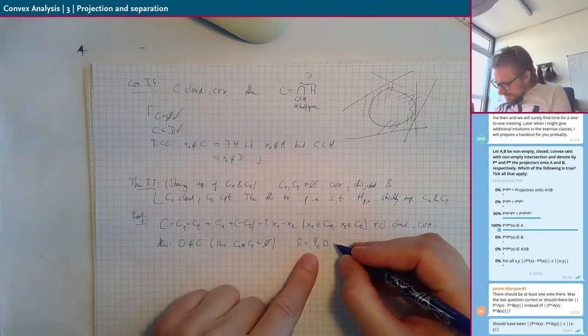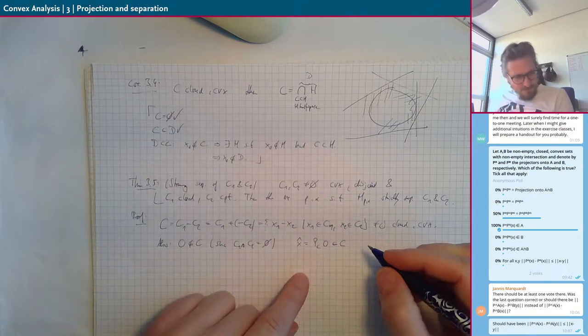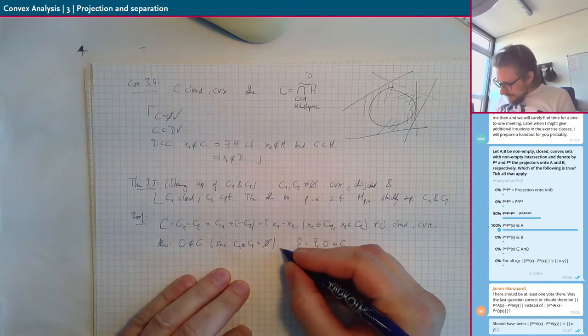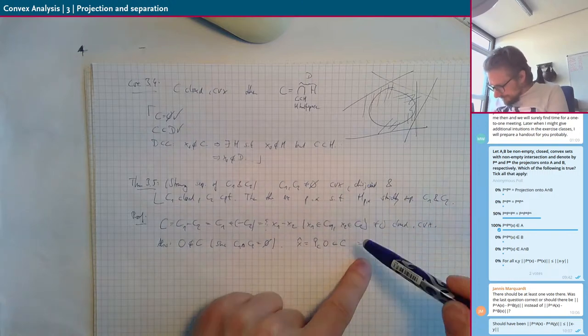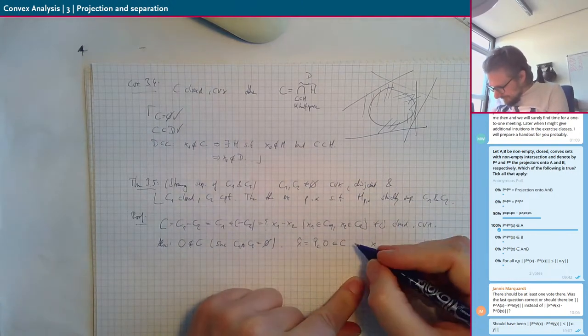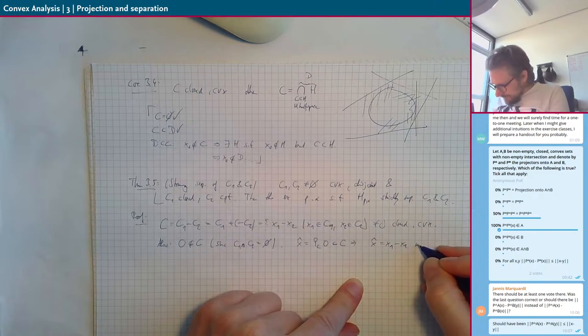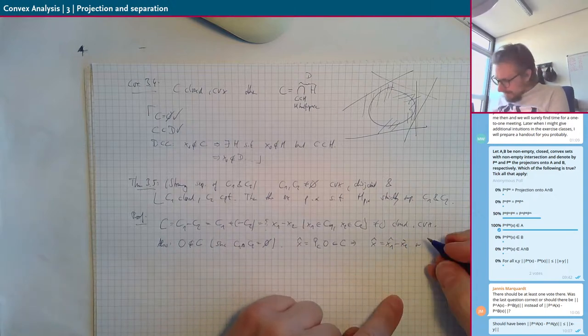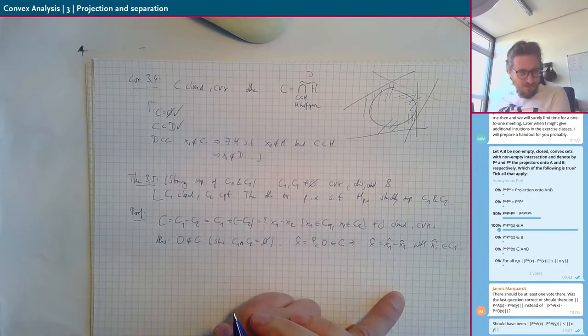Okay, so this is the projection of 0 onto C. So this is actually an element of C. Hence, because C is the set difference, we can write x hat as the difference of x1 hat and x2 hat, with xi hat in Ci for i equals 1, 2.